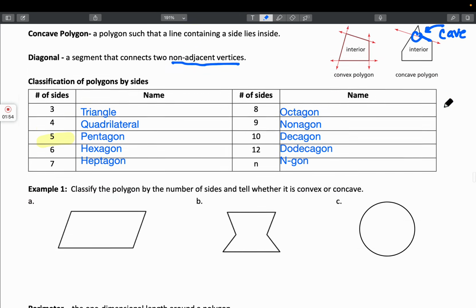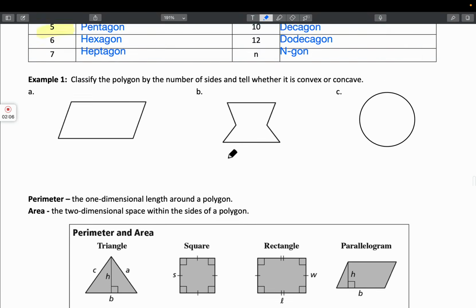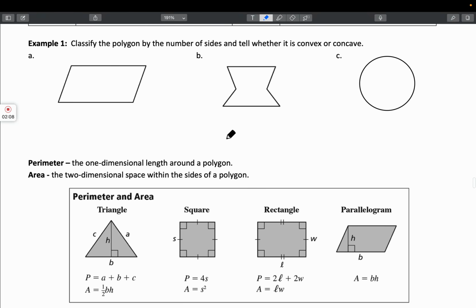All right, pause the video for a second, copy down these common classifications for polygons with their various side numbers. Then we'll jump into example one. All right, now that we've got example one ready to go, here we go. We're going to classify the polygon by the number of sides and tell whether it's convex or concave.